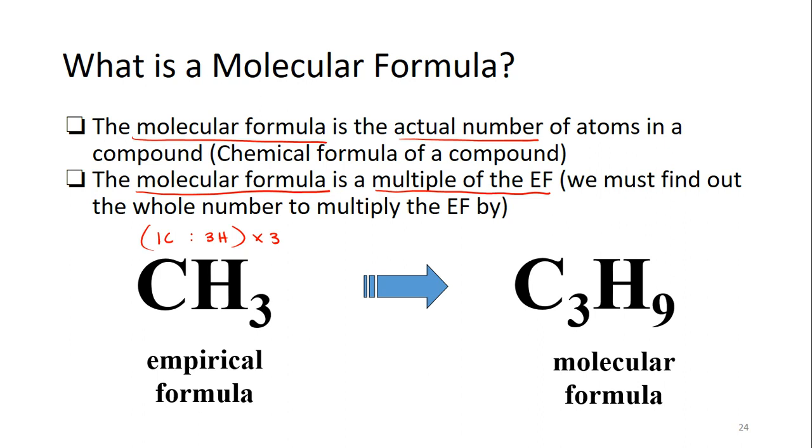okay? If you were to multiply this by 2, instead of 3, then you would end up with C2H6, which is also a different compound. So both C3H9 and C2H6 have the same empirical formula, but based on what you multiply the empirical formula by, you get two different molecular formulas. So molecular formulas are more exact, and empirical formulas can be general to multiple compounds.